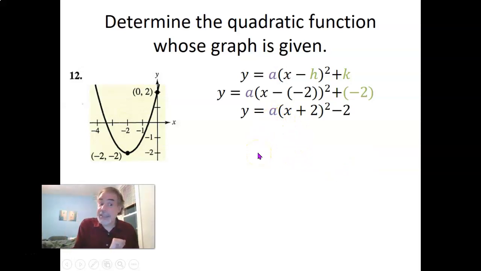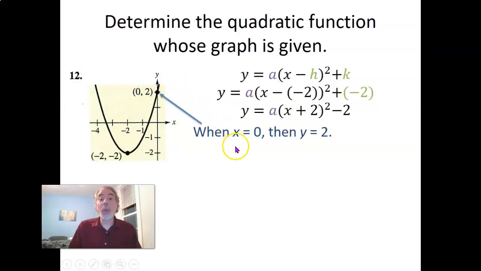I can at least tell it's got to be a positive number, because this is the kind of parabola that opens upward. But is it positive 1 or 2 or 1/2 or something completely different? For that, we need another point. They've conveniently labeled another point that we can use. So one of the other points on the graph is 0, 2.